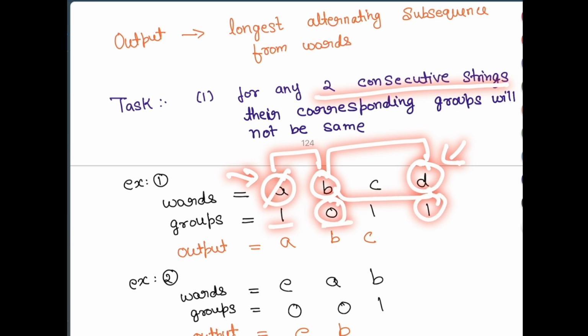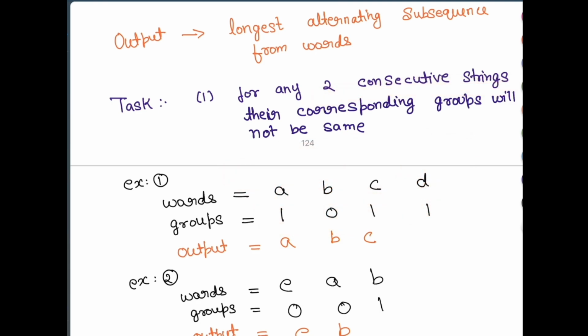So you can say A, B and D can be an answer as well, and you need to find the longest alternating subsequence, right? So even A and B is a valid alternating subsequence, but it is not the longest. It can be A, B, C or A, B and D. Now A, B, C and A, B, D both have the same length 3, right? So you can return any of them. You just need to find what's the longest and return it, okay? So you don't need to worry if there are multiple longest answers. You can return any of them.